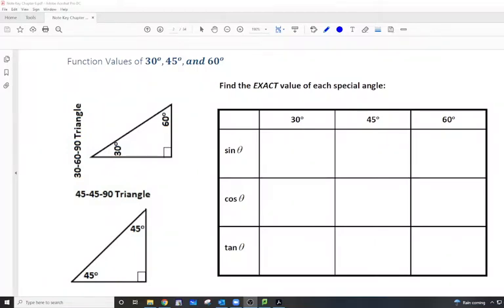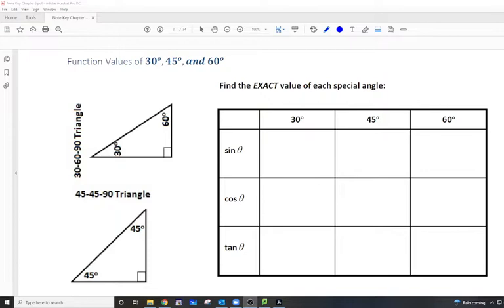In this next video, what we're going to move on to is finding the values of the six trig functions, but of very specific angles. So it's no longer going to be an unknown angle, but it's actually going to be a very specific angle. And these angles are 30 degrees, 45 degrees, and 60 degrees.